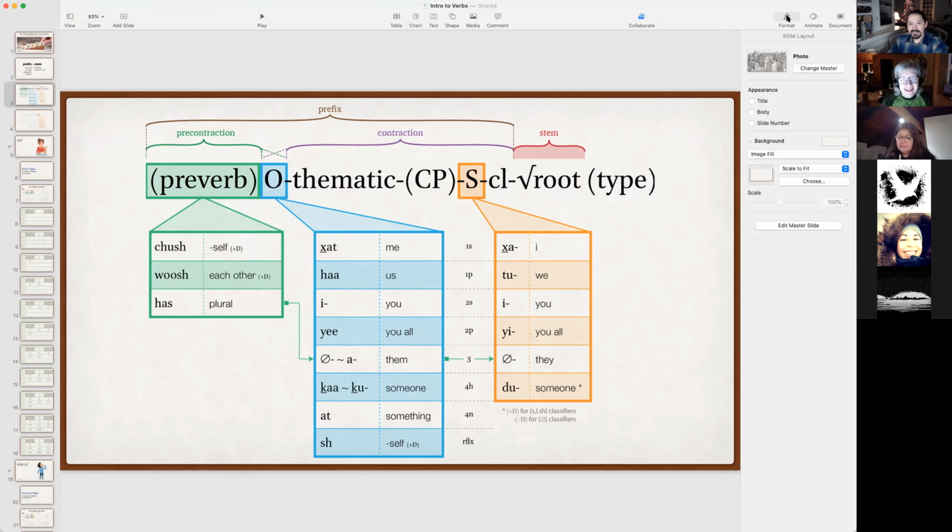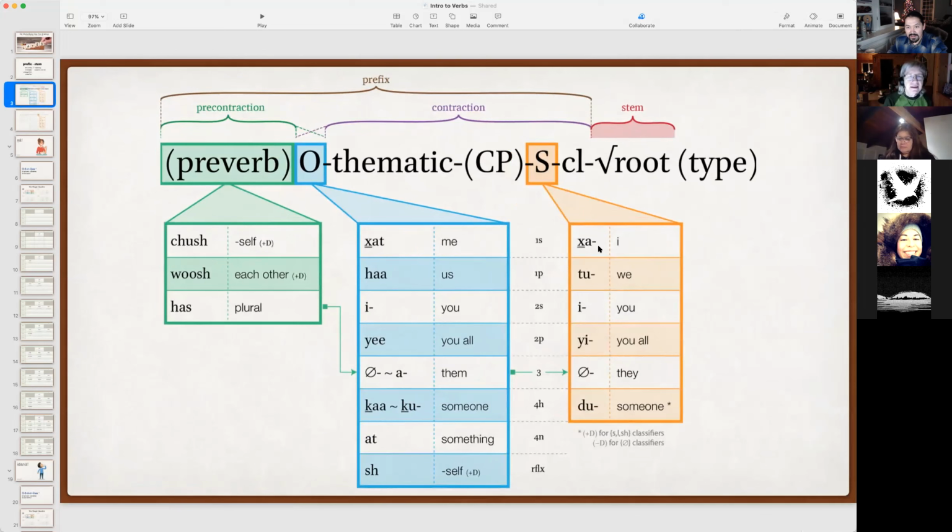Chacha. Oh, let me get rid of this thing. Chacha. Tucha, icha, yicha, acha, ducha.